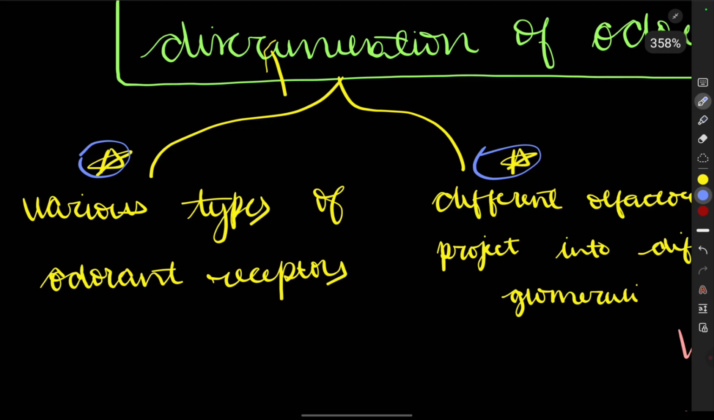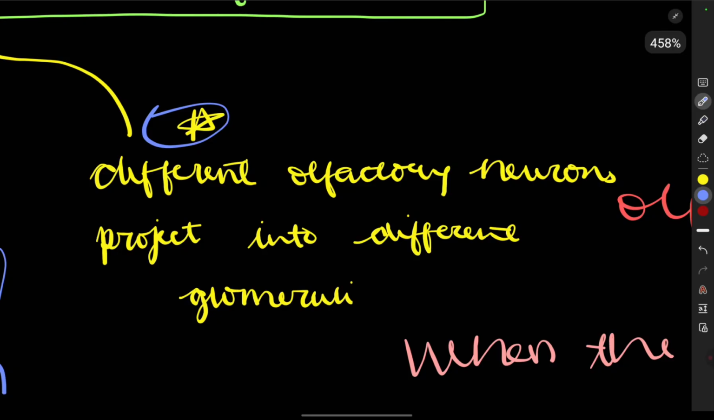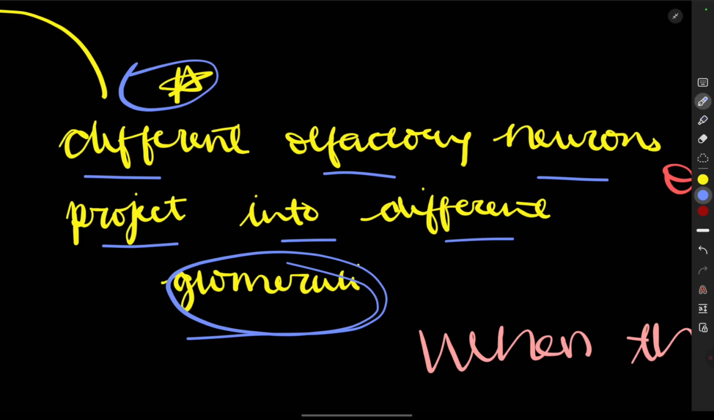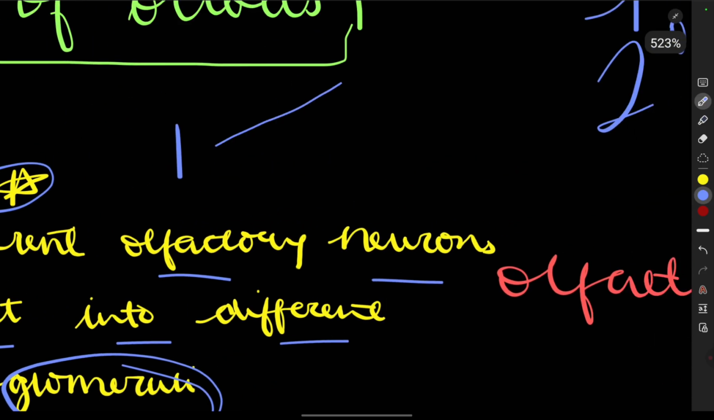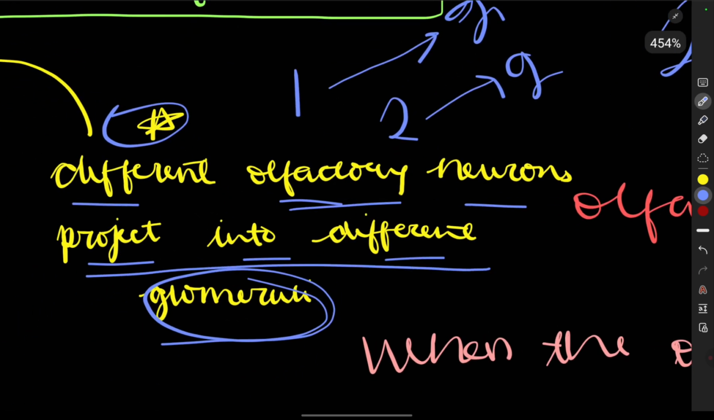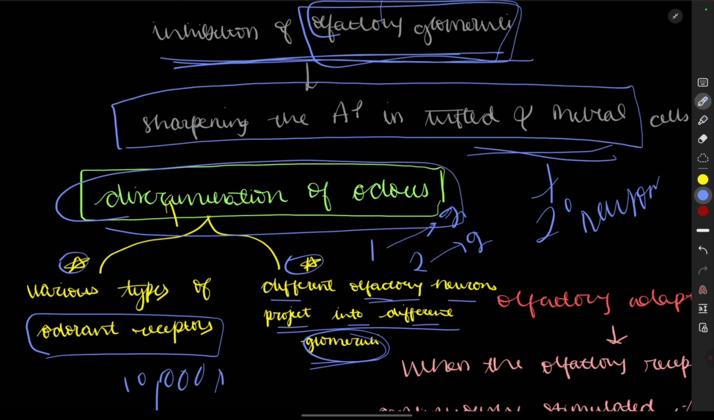The two factors are: various types of odorant receptors are present, around 10,000 receptors, for sensing and perception of different types of smells, and different olfactory neurons project into different glomeruli. So one neuron projects into one glomerulus, and the second into another glomerulus. So different olfactory neurons project into different glomeruli. This is the reason that discrimination of the odors is possible.